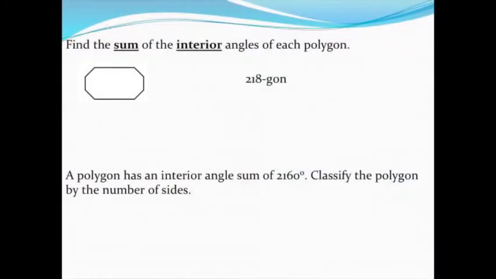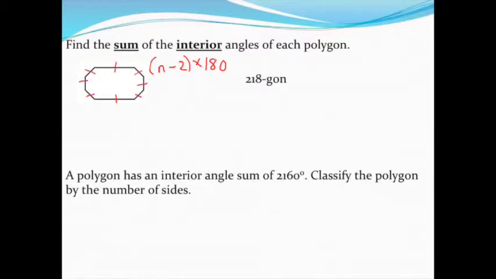To find the sum of the interior angles of a polygon, we're going to use the formula n minus 2 times 180. N is going to stand for the number of sides that we have in the polygon. So I can count up my sides in this first figure. I've got 1, 2, 3, 4, 5, 6, 7, 8 sides. So I have an octagon.